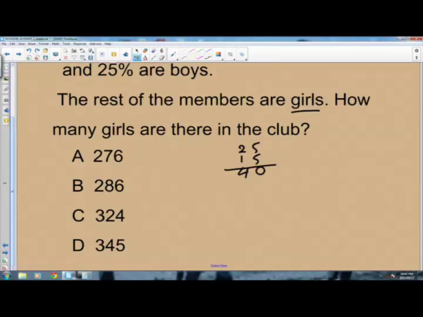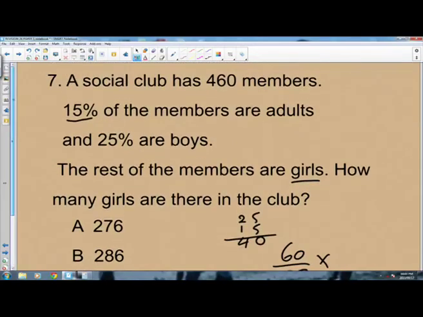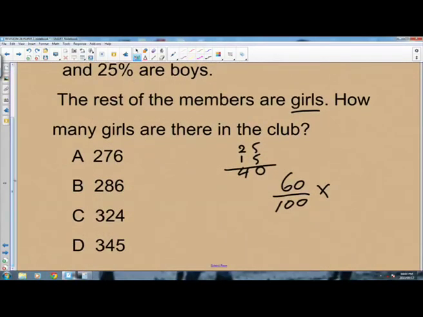So the question says, how many girls are there in the club? This will be 60 divided by 100 times the total number of members. So how many members do we have? 460. So it's times 460. The 0 here will cancel this one. So we have 46 times 6. And what is 46 times 6? 6 times 6 is 36. 6 times 4 is 24, plus 3 is 27. So it's 276. That is the number of girls.